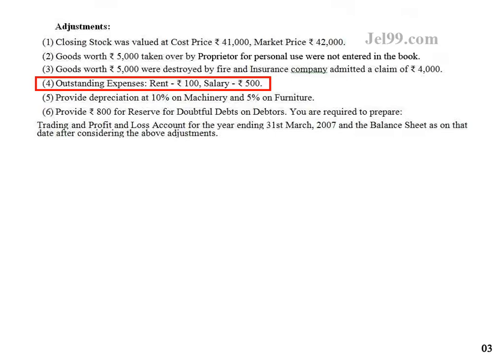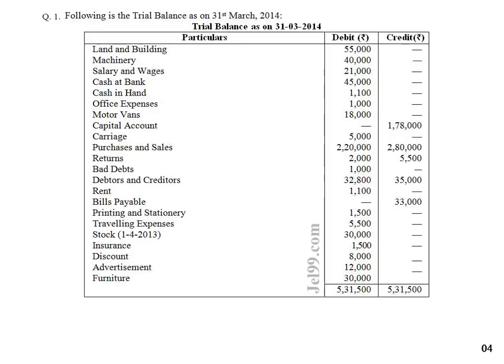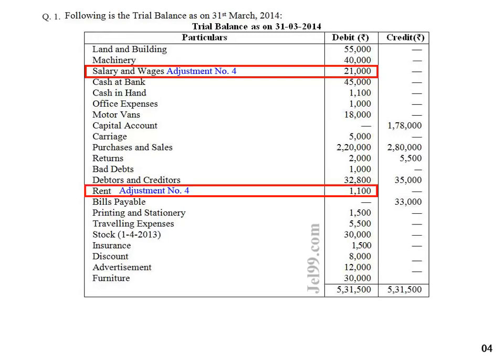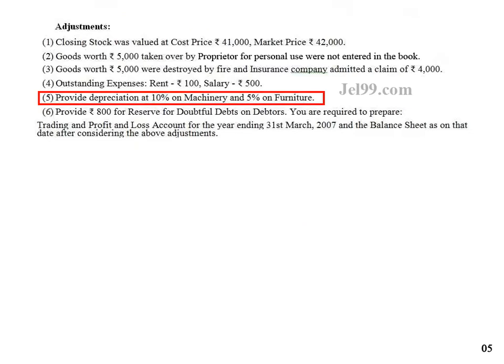Adjustment number 4. Outstanding expenses rent Rs 100, salary Rs 500. It has two effects. First effect is shown in profit and loss account debit side, add to rent and salary, and second effect is shown in balance sheet, liability side. We will mark down adjustment number 4 on salaries and wages, and adjustment number 4 on rent.